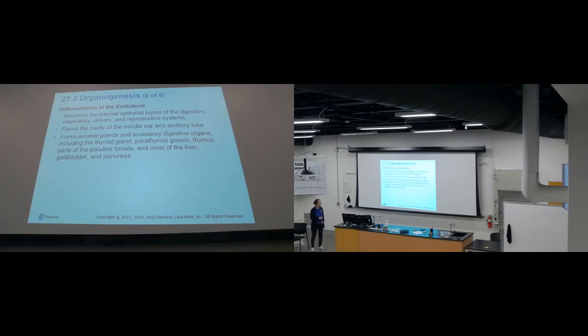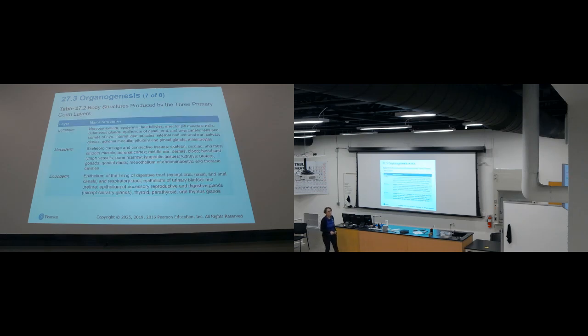And then, of course, part of the epithelia from all of these systems, we have the derivatives of this epithelia, which will be the glands and accessory digestive organs. And also some endocrine glands like the thyroid, parathyroid, thymus, palatine tonsils, most of the liver, the gallbladder, and the pancreas. And that's the summary of all of these derivatives.